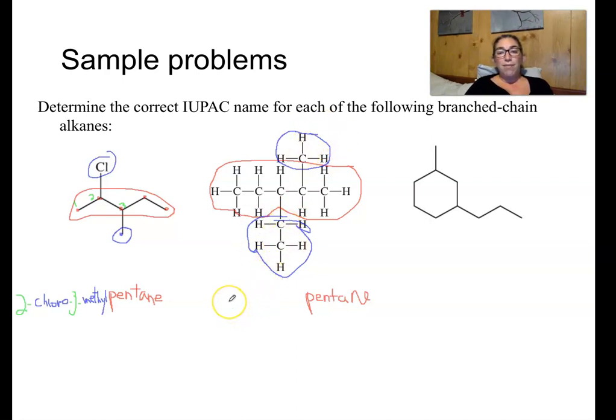Which comes first in the alphabet? Ethyl. So we're going to write ethyl, and then methyl, leaving a space between them so that we can write our carbon number address.